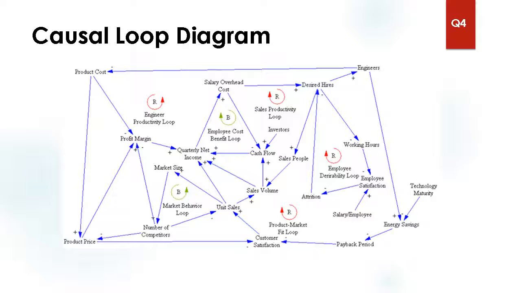Our causal loop diagram. This is the causal loop diagram that our team came up with. The core variable, which is the quarterly net income, is in the center. We used all of the 10 key variables identified, together with some more external factors like investors and technology maturity, and some internal factors like salary, employees, and customer satisfaction, which allowed us to identify 6 loops. We will go through each individual loop later.